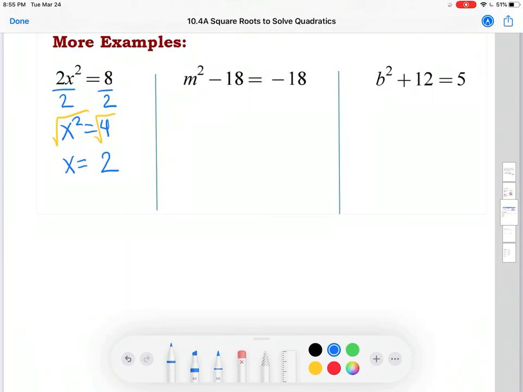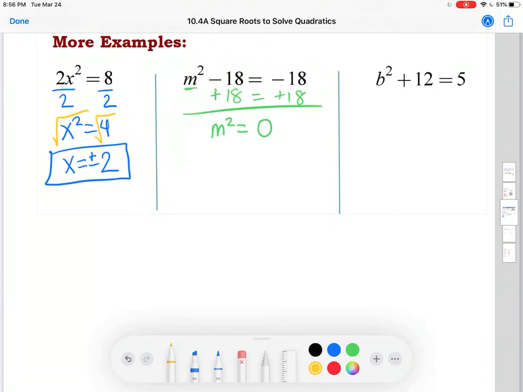But what special thing do we need to remember? We need to remember plus or minus before we box in our answers. Okay? Don't forget. Here's another one. m squared minus 18 equals -18. So we're going to isolate m squared right there by adding 18. And then I get m squared equals 0.